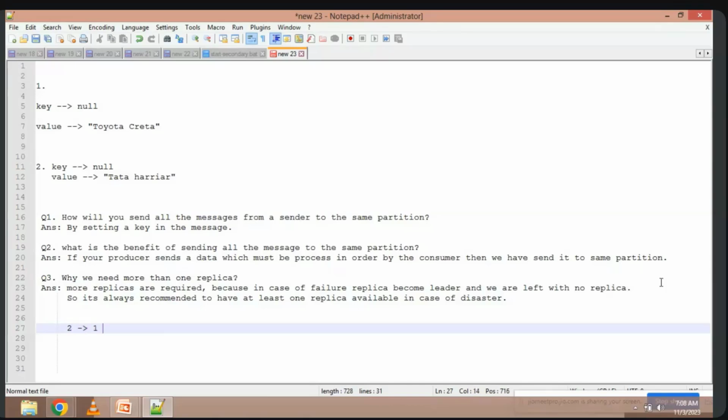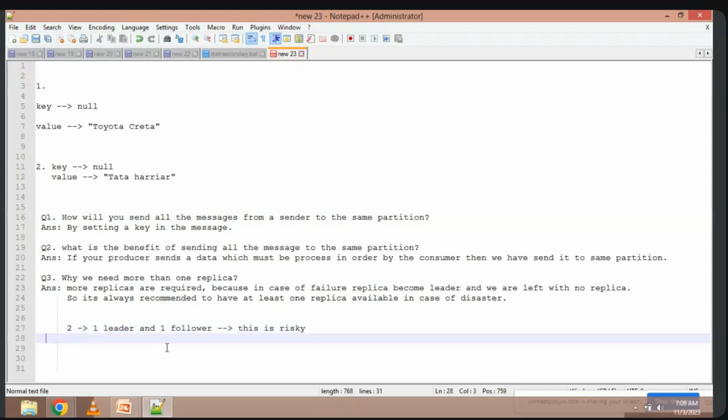Okay. So suppose, for example, if we have only two replicas, one leader and one follower. Will this give you fault tolerance in case of disaster? No. Why? Because the second machine can also fail. The first replica, the leader, failed. You made the follower the leader. Now this leader might fail again. If disaster can happen, it can happen to the second machine also. So you will be left with no other replica. So this is risky.